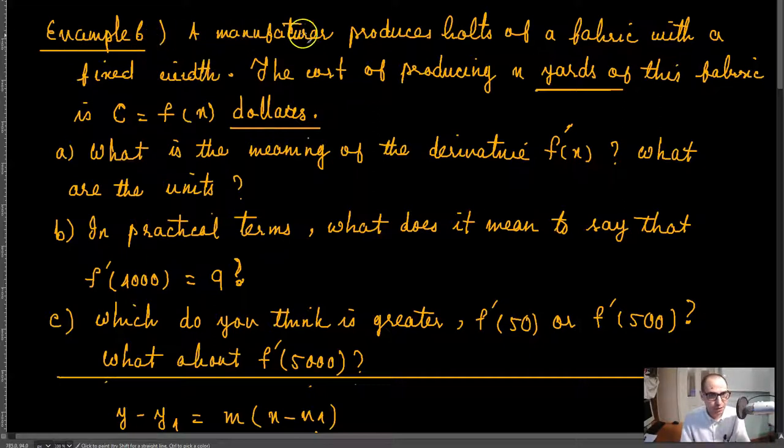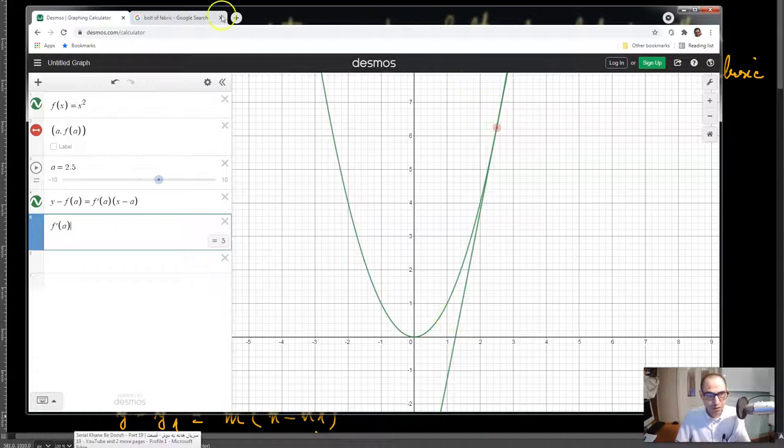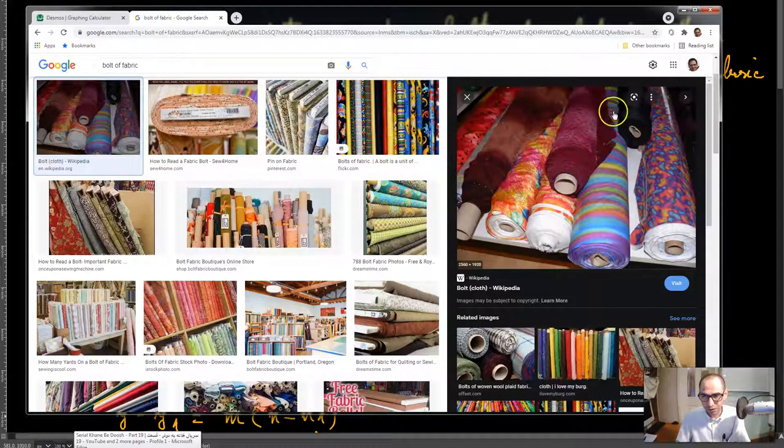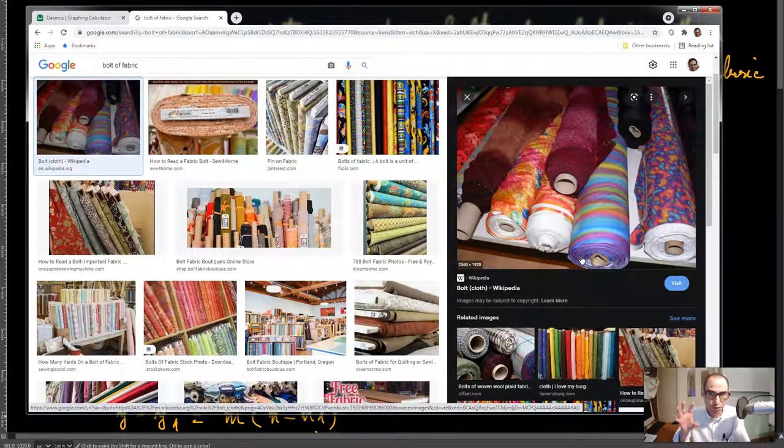Example number 6 is that a manufacturer produces bolts of a fabric with a fixed width. A bolt of a fabric is basically something like this, like a roll of a fabric, and of course it has a fixed width, and then there is some length to it as well. For example, 100 yards, 200, 300 yards, that has been rolled together in the form of a roll or bolt, you can call it as well. Exactly, you can see the same thing over here, right?